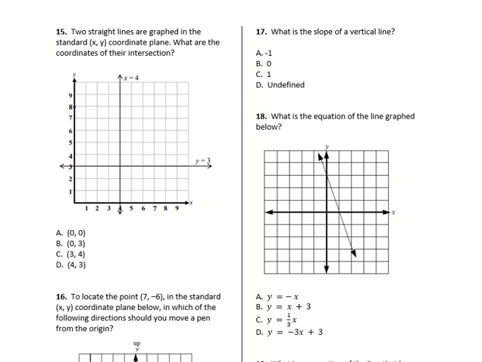15. Two straight lines are graphed in the standard XY coordinate plane. What are the coordinates of their intersection? A, 0, 0, B, 0, 3, C, 3, 4, D, 4, 3.